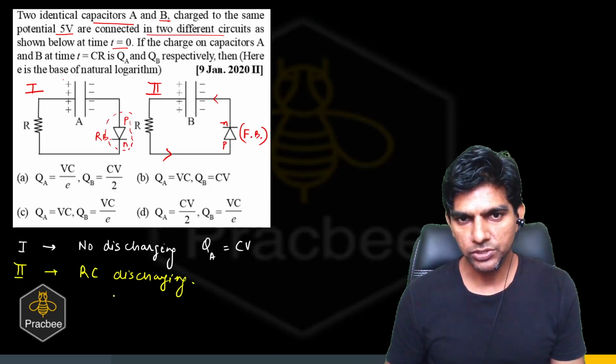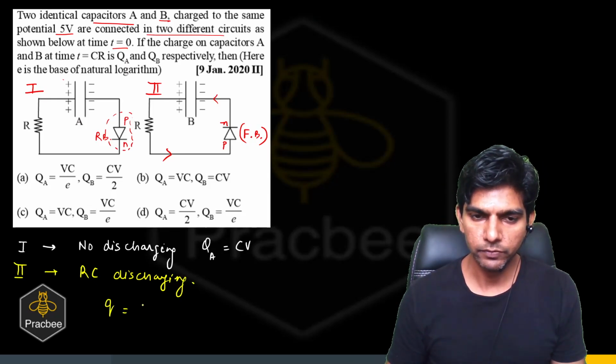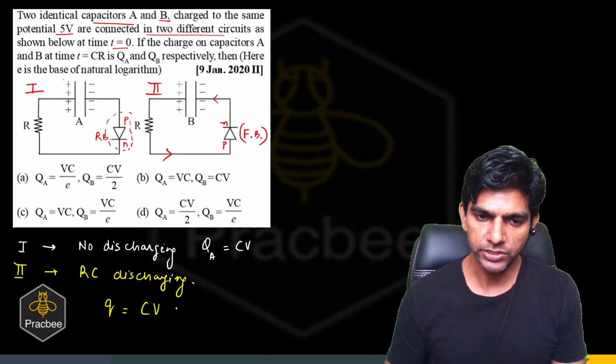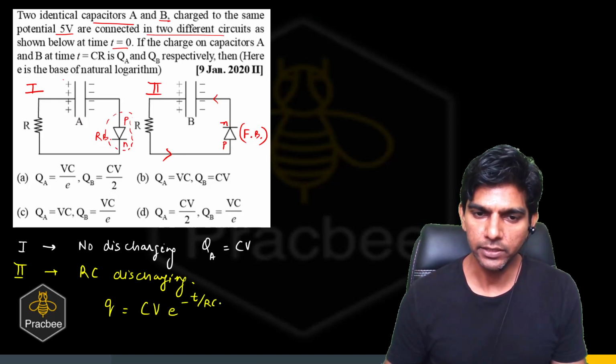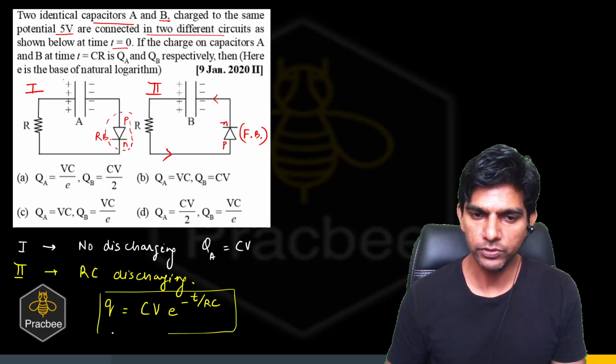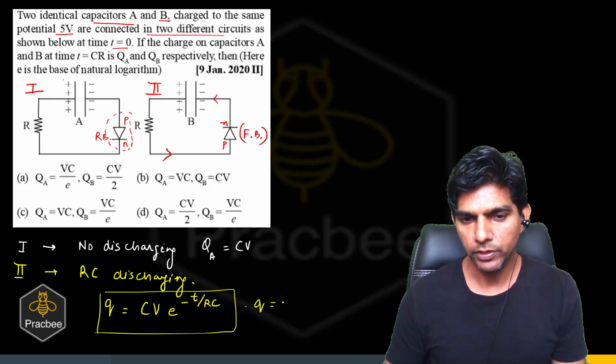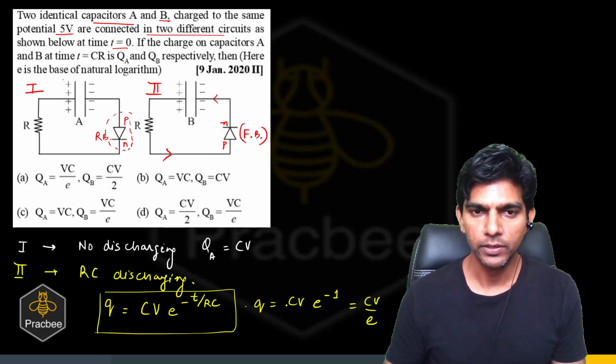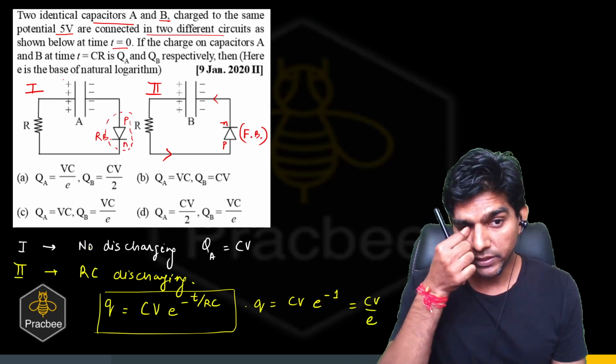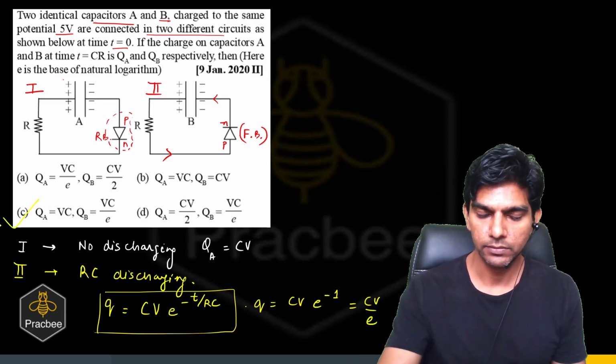In RC discharging, the charge on the capacitor will be the initial charge times e raised to power minus t by RC, right? That is the formula that we use for discharging. So at t equals CR, we can clearly see that the Q value will be CV e raised to power minus 1, which will be CV by e. So can you see which option is correct? Option C is the right answer.